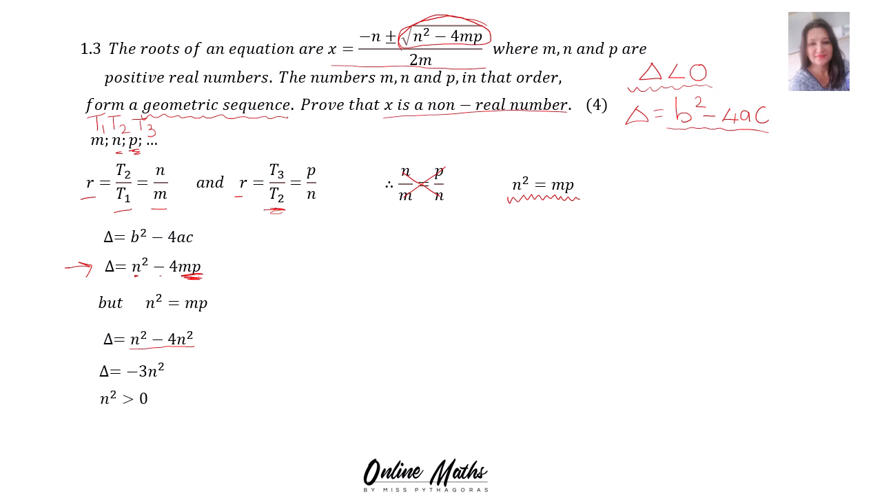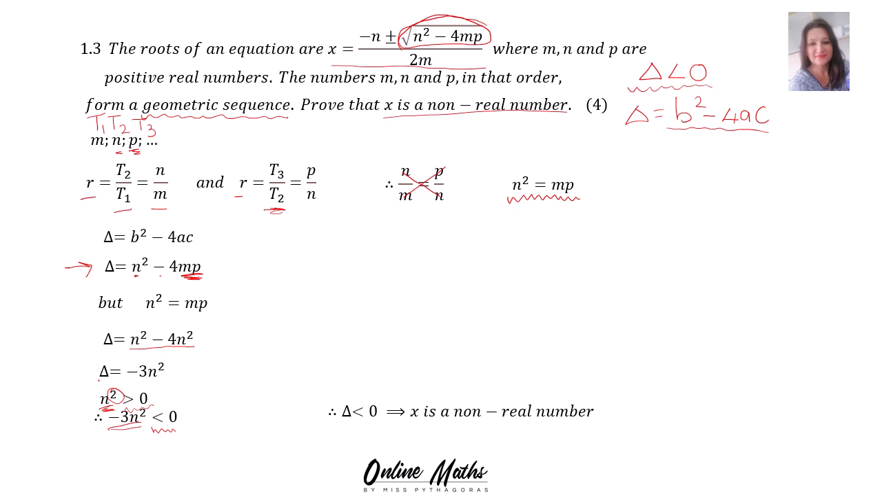Do you agree? N squared will always be bigger than 0 because of the square. A plus or a minus times a minus is a plus. And then the minute you add the negative 3, then suddenly your whole term becomes smaller than 0. So here, in fact, you have then proven that your delta is smaller than 0. Therefore, x is a non-real number.